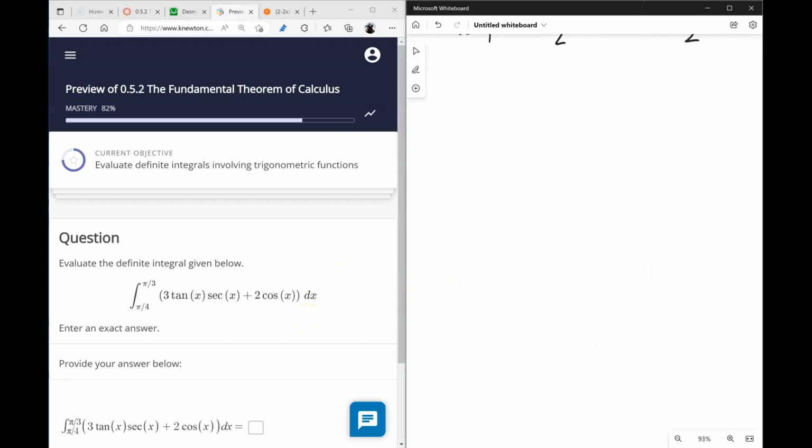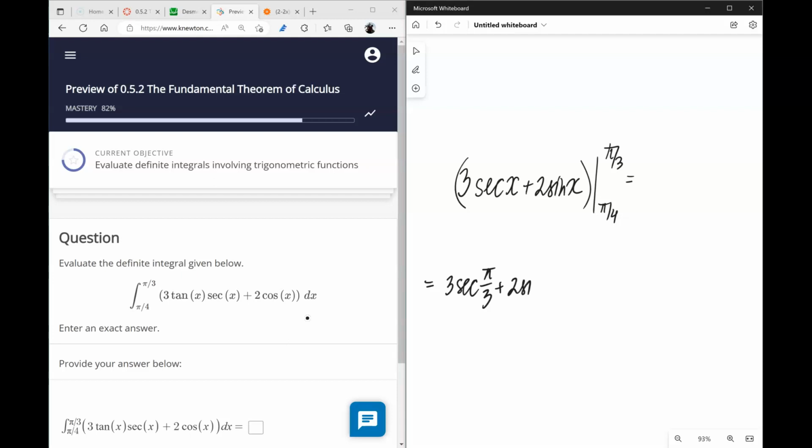Another very similar problem. Let's just jump and find the antiderivative. It's going to be 3 secant tangent. Is it derivative of secant tangent? So 3 secant x plus 2 sine x evaluated again at pi over 4 and pi over 3. So secant of pi over 3 is, let's just write this out first, then we'll evaluate it.